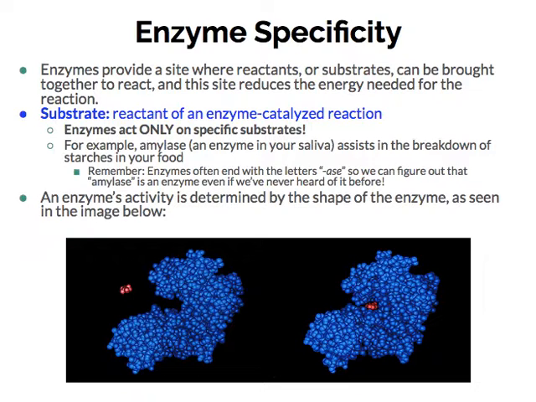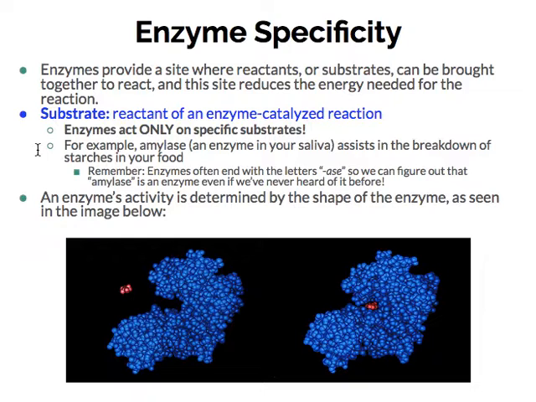Enzymes provide a site where the reactants or substrates can be brought together to react, and this site reduces the energy needed for the reaction. The substrate is the reactant of an enzyme-catalyzed reaction, and enzymes act only on specific substrates. For example, amylase, an enzyme in your saliva, assists in the breakdown of starches in your food. And just like on that last slide, enzymes end with ASE, so we can figure out something is an enzyme even if we've never heard it before, like amylase.